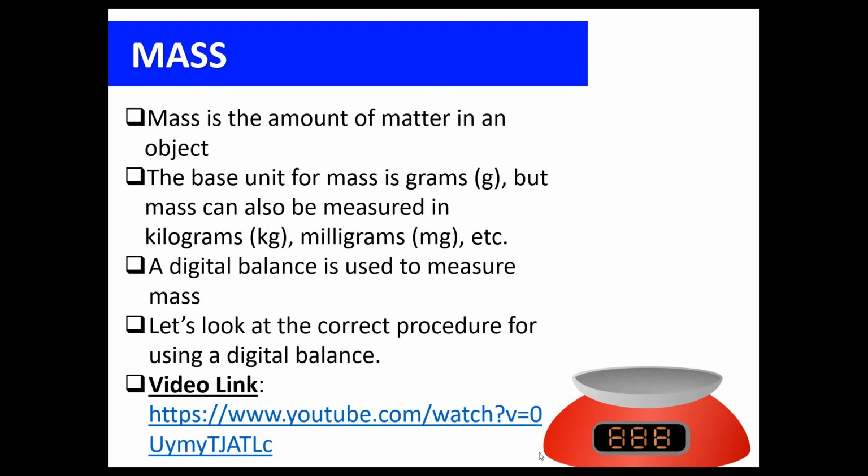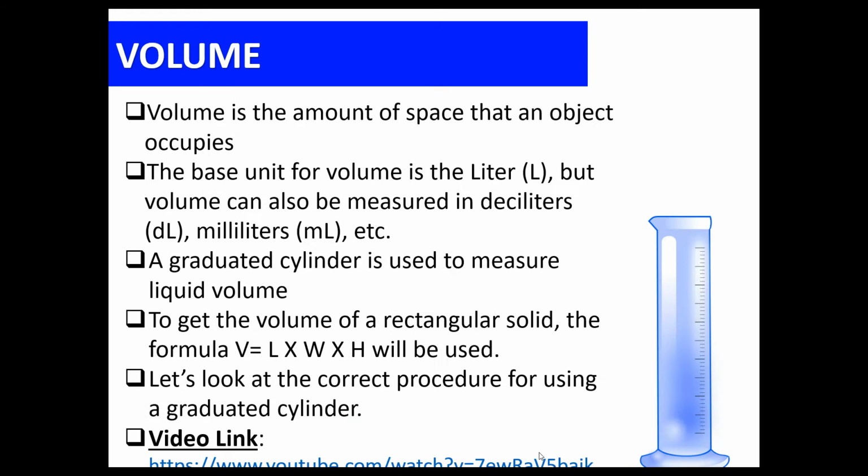If I want to measure mass, there's a couple of pieces of equipment that I can use. So you can use something called a digital balance, which is what we're going to use. I know a lot of science classrooms also use something called a triple beam balance, which requires a little manual labor. But either way, a balance is used to measure mass.